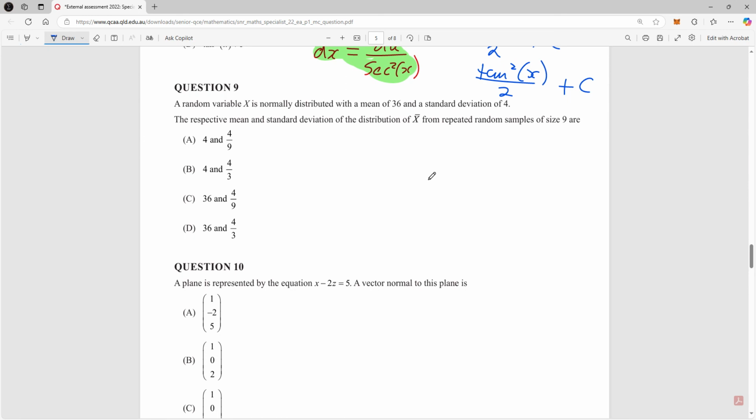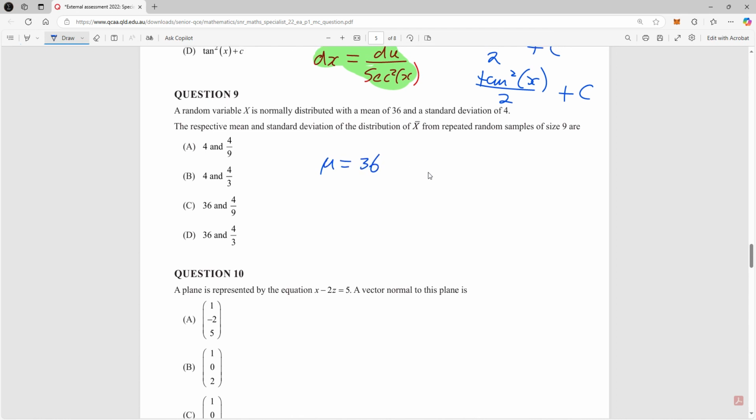Alright, this one here, question 9. A random variable x is normally distributed with a mean of 36 and a standard deviation of 4. The respective mean and standard deviation of the distribution of x̄ from repeated random samples of size 9 are. So basically, we've got the population average is 36, and the standard deviation of the population is 4. Now, if we take a sample, the sample mean is usually the same as this, so we assume it's still 36. So pretty much we know it's going to be between C and D because those are the only ones that have 36.